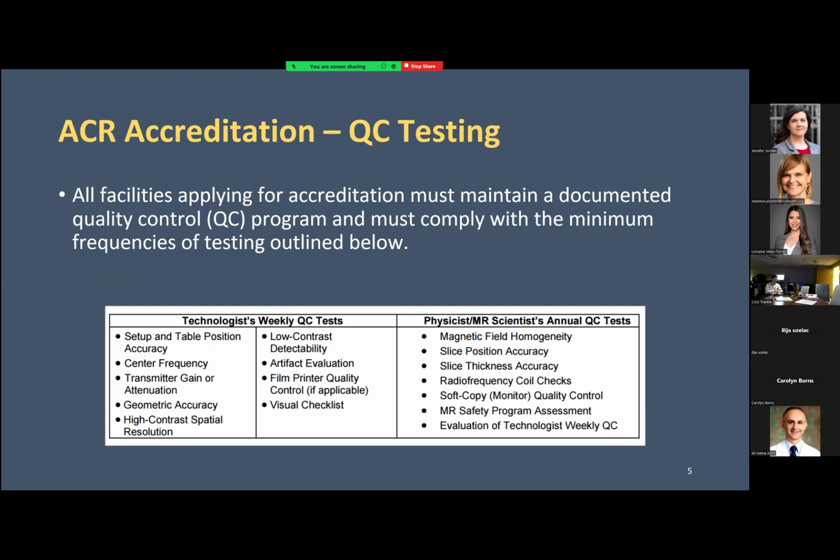So there's a list of the weekly QC testing that the technologists do, as well as an annual test that a physicist would do. So the weekly checks that we have to do for our accreditation is making sure that the table position is accurate. We've got our center frequency, things like low contrast detectability, artifact evaluation, visual checklist.